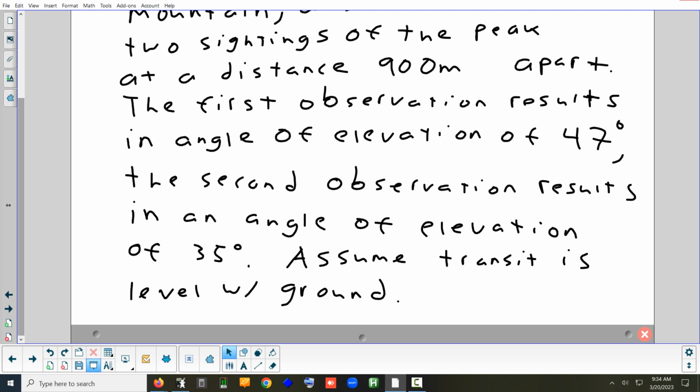Can somebody tell me what was the angle of elevation the first time the surveyor measured it? It was like 40 something? 47. So 47. And what was the angle of elevation the second time? We know it went down a little because he backed away from it. Yep. It's 35. So let me draw what we're trying to find. What we want to know is that. That's the height of the mountain.